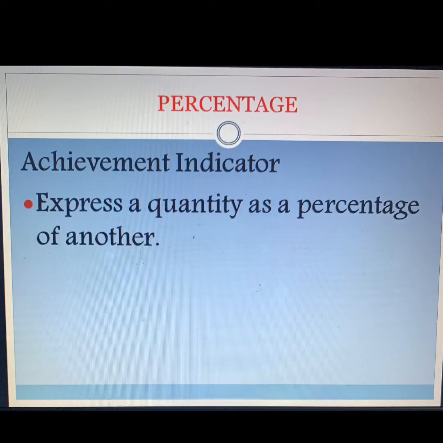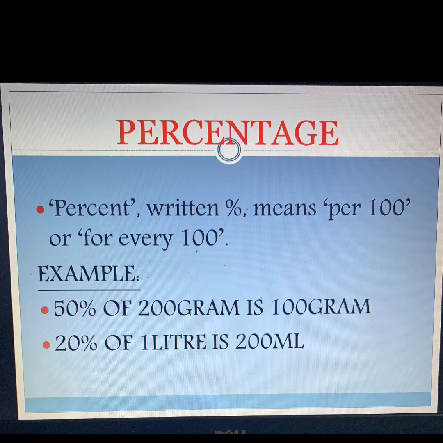For this class today, your achievement indicator is that you should be able to express a quantity as a percentage of another. Let's look at what percentage means. Percentage means per 100, or for every 100. For example, 50% of 200 grams is 100 grams, and 20% of 1 liter is 200 ml.